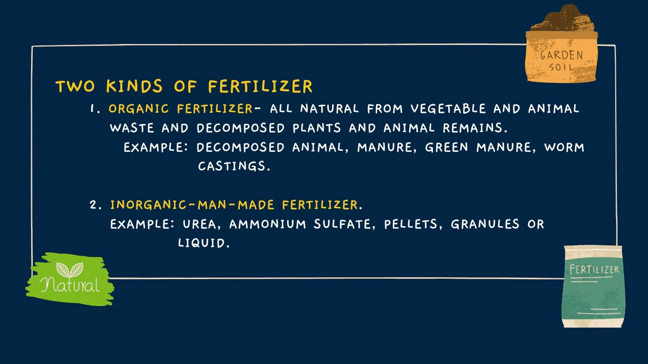There are two kinds of fertilizer. Number 1, organic fertilizer, all natural, from vegetable and animal waste and decomposed plant and animal remains. Examples are manure, green manure, and worm castings. Number 2, inorganic fertilizer. These are the man-made fertilizers. Examples are urea and ammonium sulfate, in pellets, granules, or liquid.